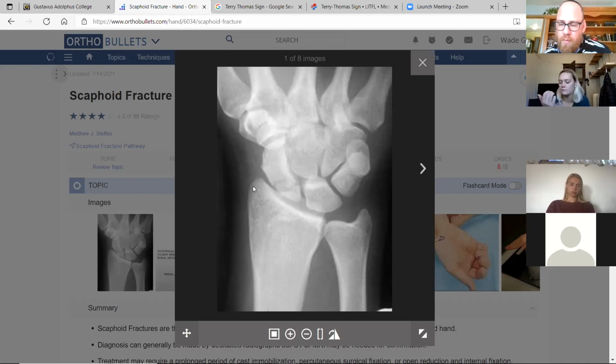Okay. So here's a question for you guys. If we're taking care of someone with a scaphoid fracture, how do you think we should splint or cast them? Should they be in something that also immobilizes the thumb up to the DIP, or should the thumb be free? What do you think?